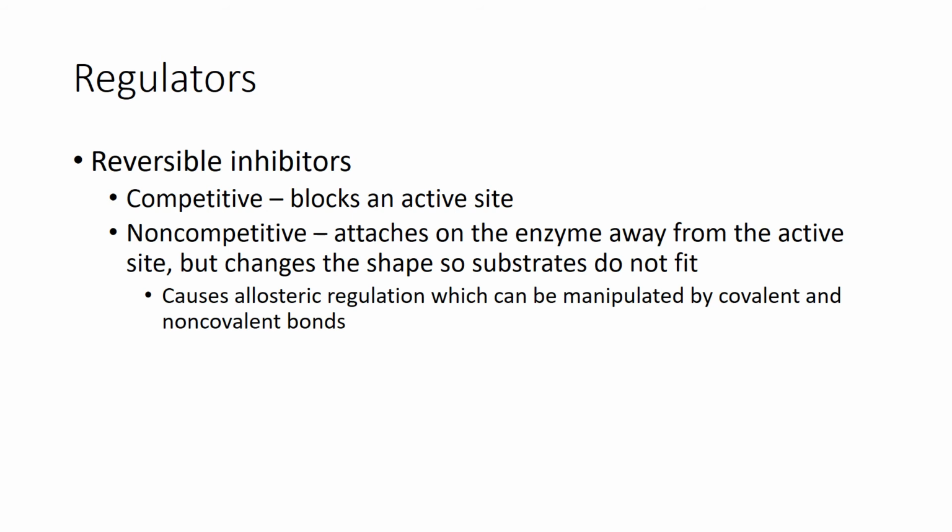A non-competitive inhibitor is going to attach somewhere else besides the active site. But when it attaches on the enzyme elsewhere, it's going to cause a change in the shape of the protein, which is going to change the shape of the active sites and not allow things to get in.